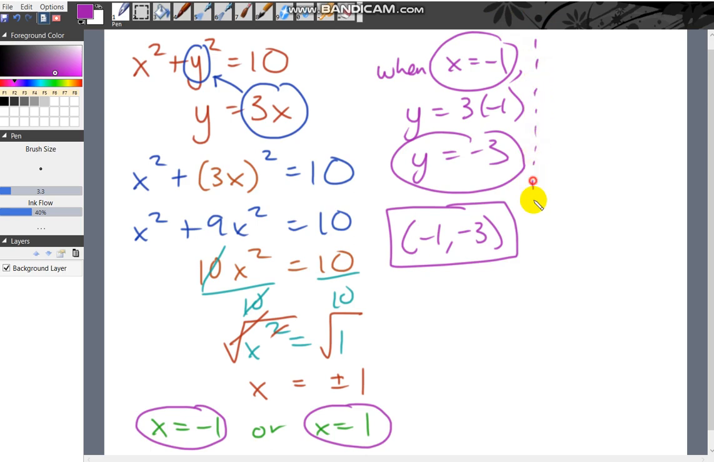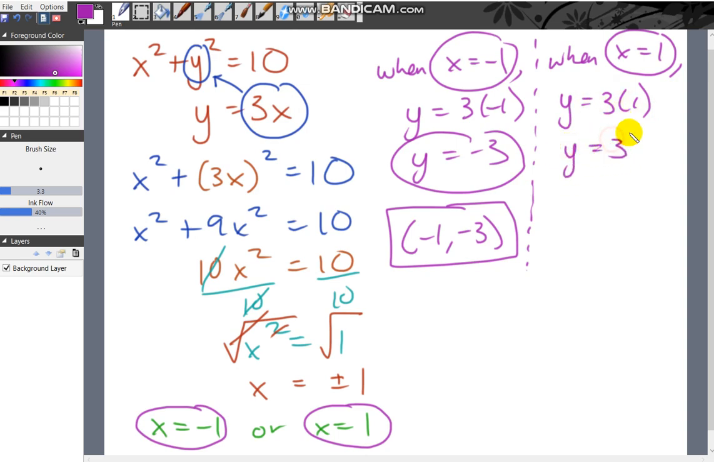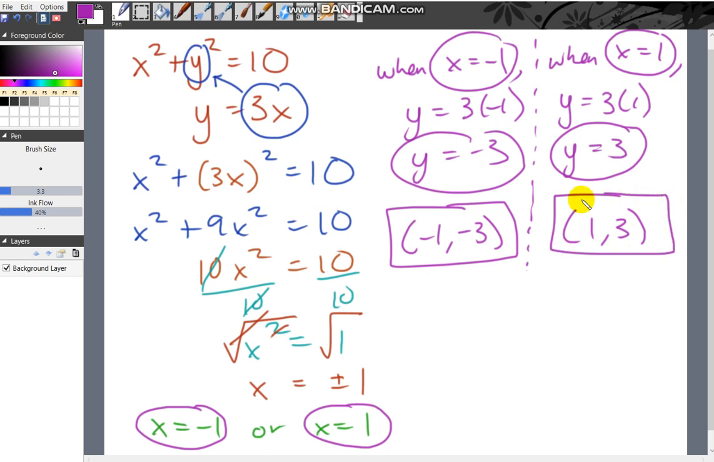Okay, let's go ahead and create another. All right, so we did it where x is negative 1. We also need to consider the case when x is equal to 1. So when x is equal to 1, we need to use one of these equations. Let's go ahead and use this one. I like this one. So y equals 3 times 1. So 3 times 1 is 3. So y is 3. So our other coordinates where they intersect is going to be (1, 3). So that is basically it.